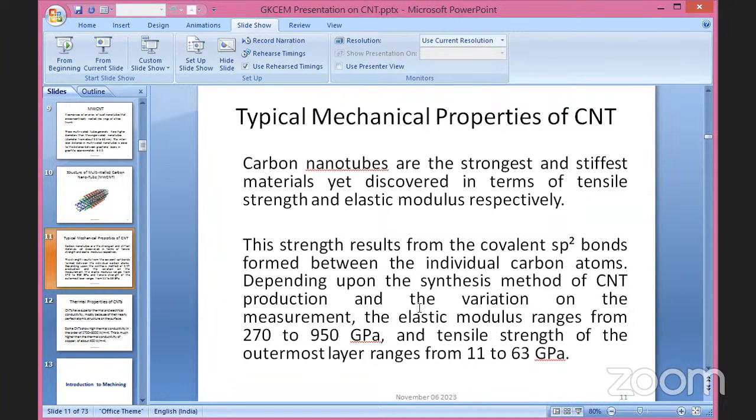Mind that if you consider mild steel, its elastic modulus, that is Young's modulus of elasticity, is 210 GPa. But here, the CNT can have 270 to 950 gigapascal Young's modulus of elasticity, which is too high. And the tensile strength of the outermost layer can range from 11 to 63 gigapascal. That is also very high. So these are the typical properties of the CNT.